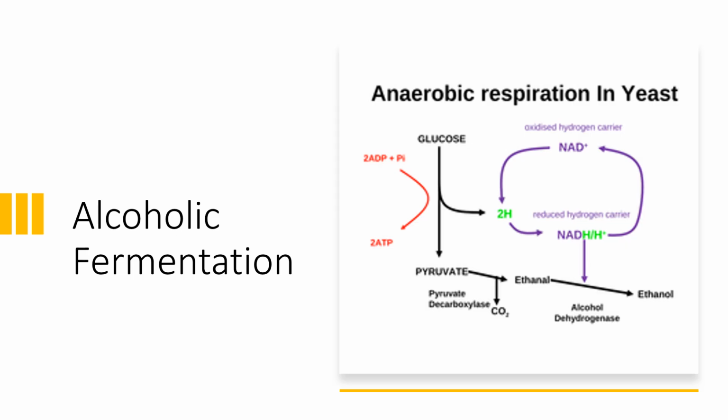Alcoholic fermentation produces ethanol, and that's an alcohol, and it also frees up NADH to NAD+. The NAD+ allows glycolysis to continue because it can go back and attach to another glucose molecule, helping to split it in half, or glycolysis.